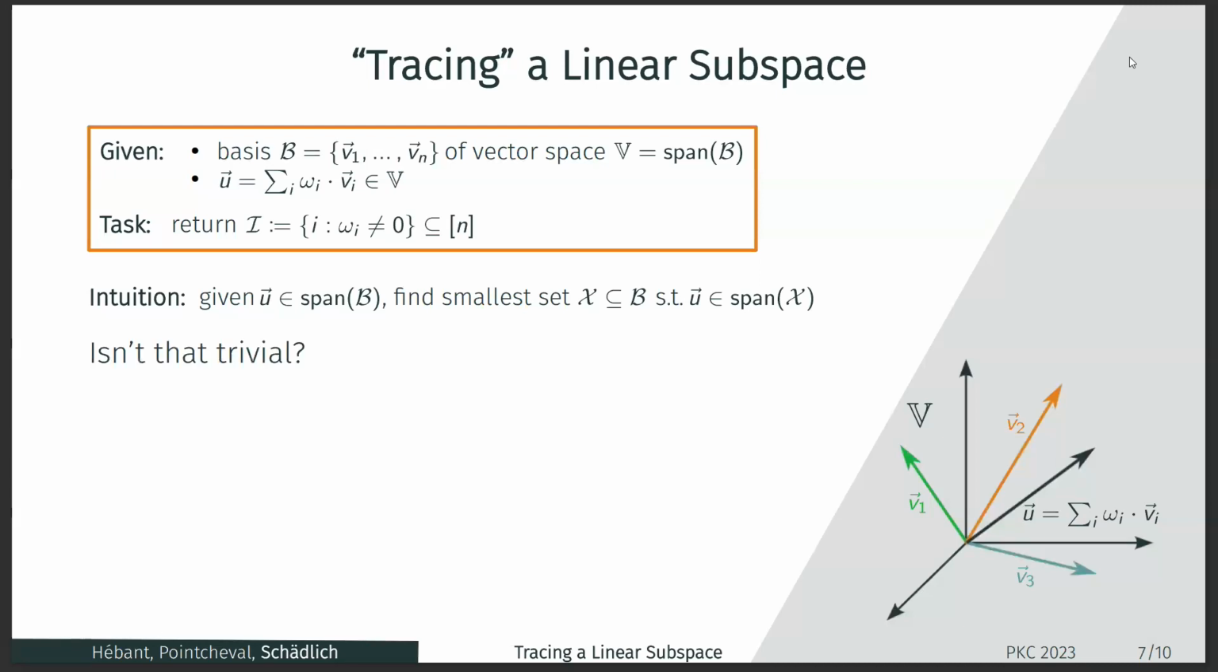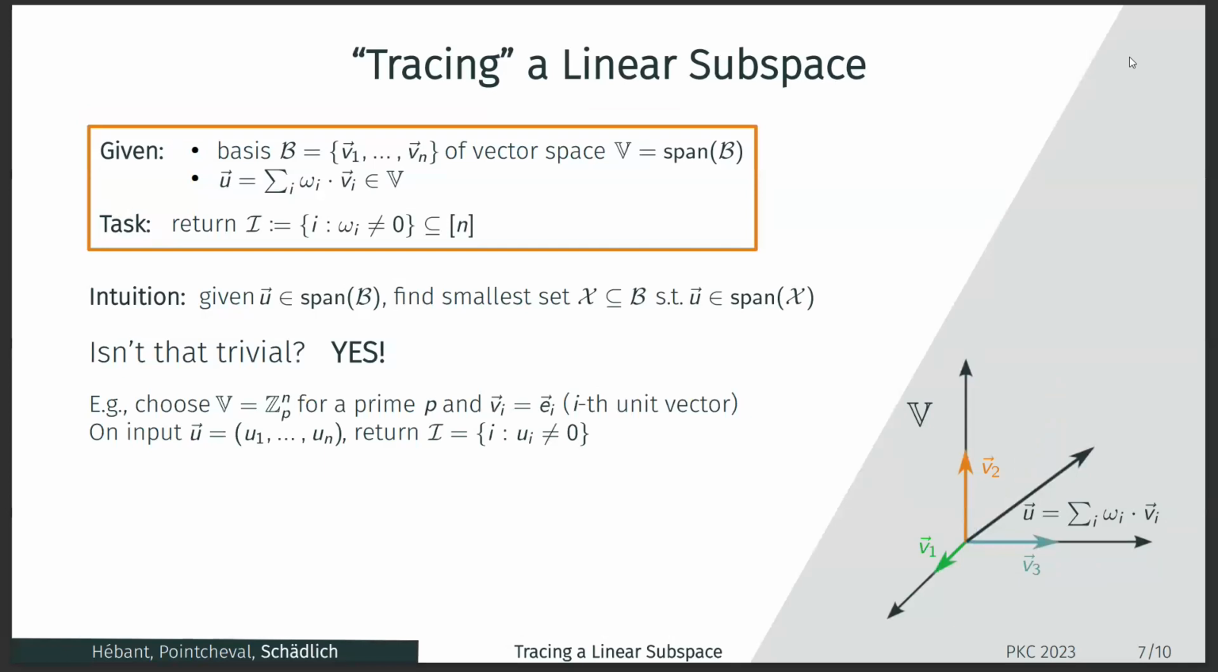And I guess a few of you may wonder now, well, isn't it a trivial problem? And clearly, yes, it is. For example, we could choose the vector space Zp to the n together with the canonical basis, and on input a vector u with coordinates u1, u2, un, we simply return those indices i where ui is not equal to 0. And the good news here is that this trivial solution, when plugged into the framework from the last slide, will indeed give us a linearly homomorphic group signature. And even better, this trivial solution is essentially optimal.